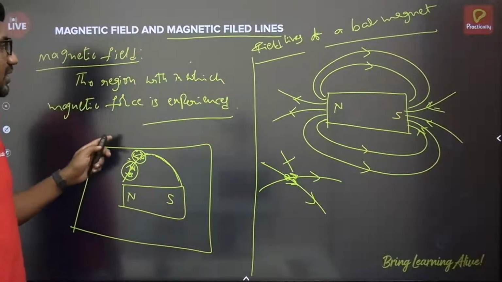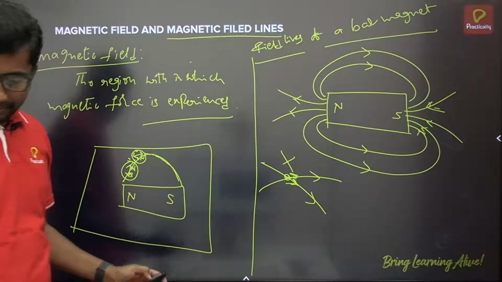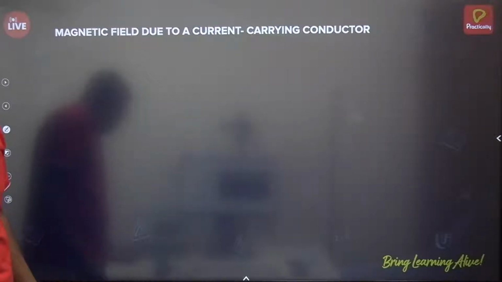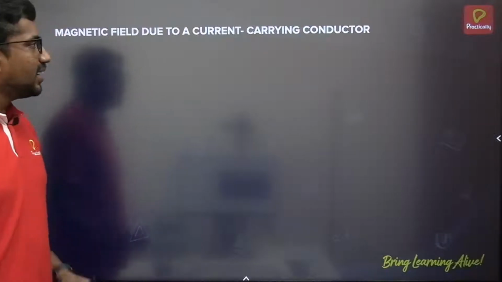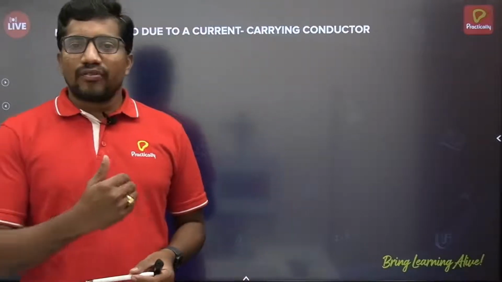What is a field exactly? How are the magnetic field lines of a bar magnet? Okay, right. The next one. Magnetic field due to a current carrying conductor. So Oersted's experiment has revealed that when electric current flows through a conductor, a magnetic field is developed.